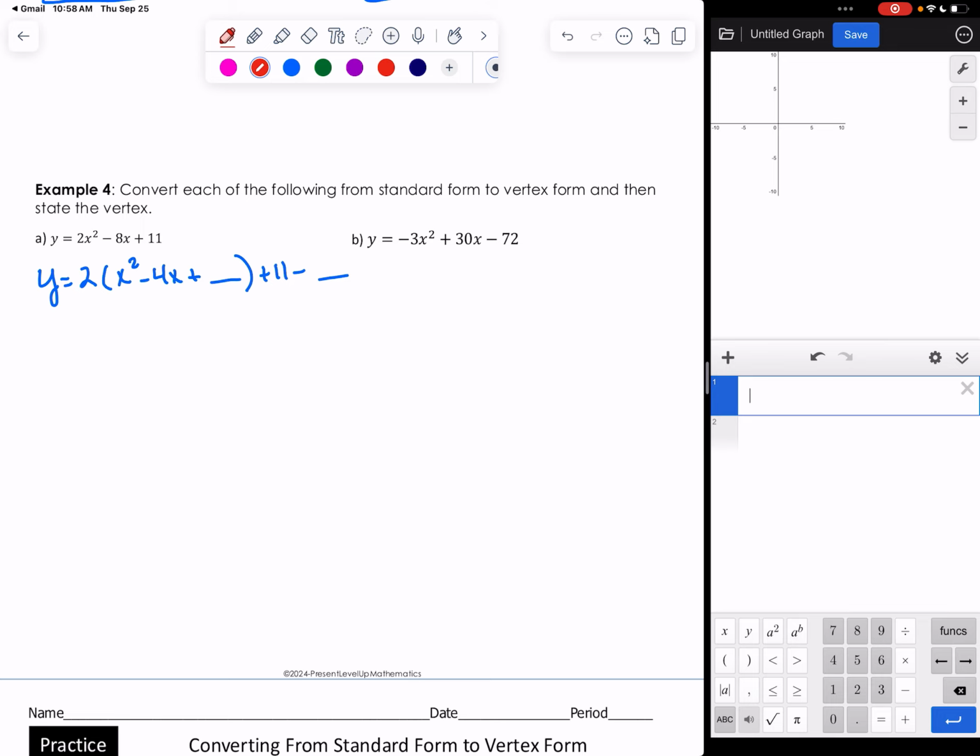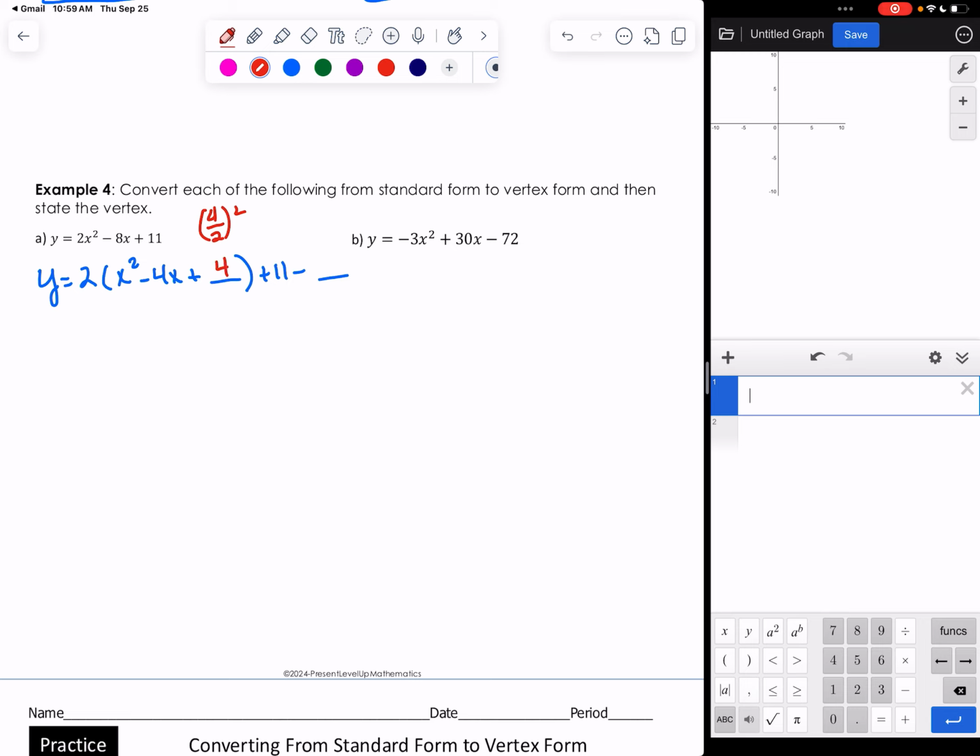Okay, now we're going to find the number that makes a perfect square trinomial. So we're not using 8 now, we're using the 4. Okay, so I'm going to take 4 divided by 2 and square it. So 4 divided by 2 is 2, and 2 squared is 4. So I'm adding 4 here.